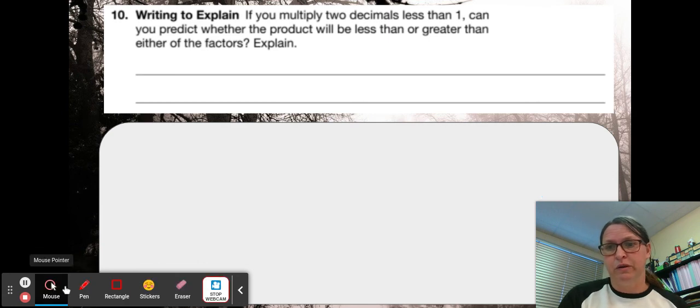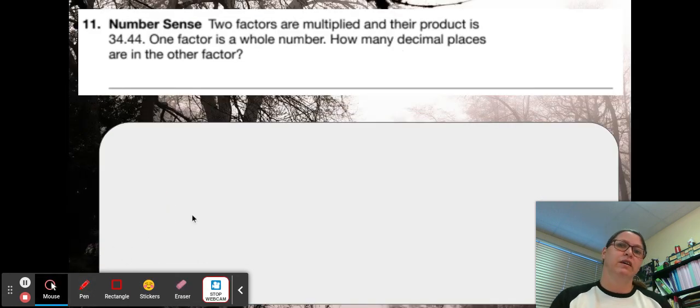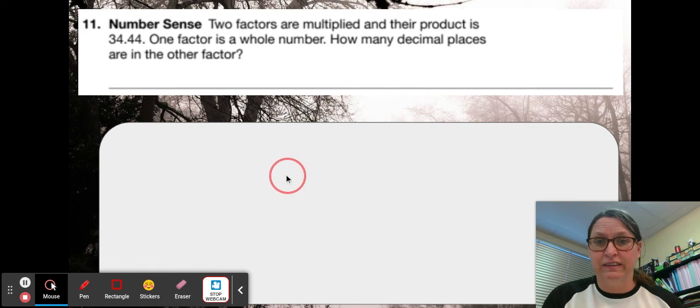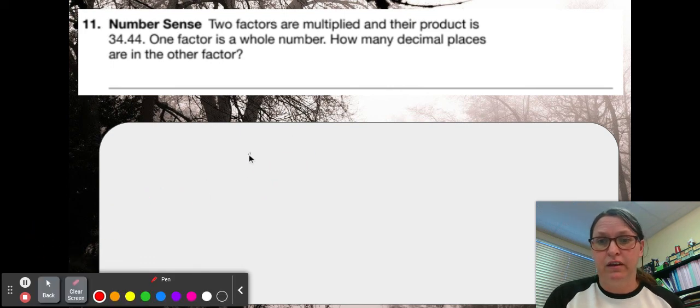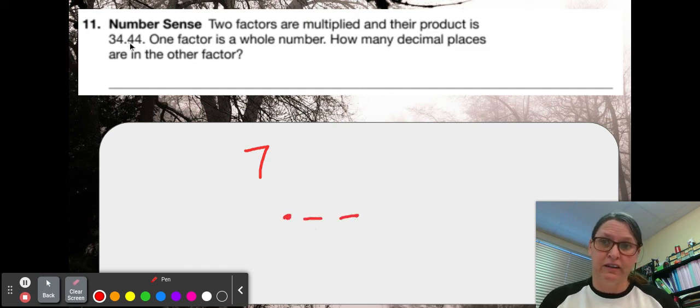Perfect. Now let's do one more problem right here. Two factors are multiplied and their product is 3.44. One factor is a whole number. How many decimal places are on the other factor? Well, this one's pretty easy. If you remember, I've got to count the decimal places to solve my problem. And if one of them is a whole number, like 7 is a whole number, my other one has to have 2 digits past the decimal if my answer has 2 digits past the decimal.